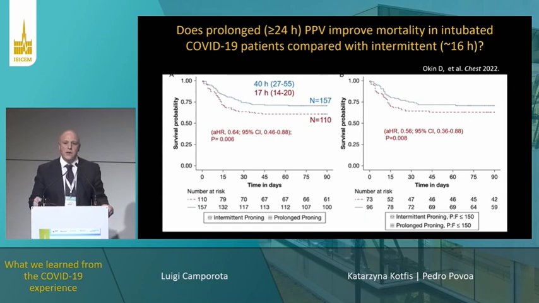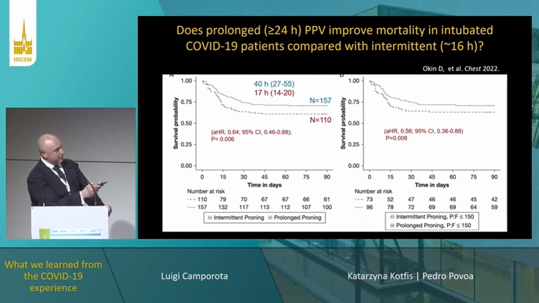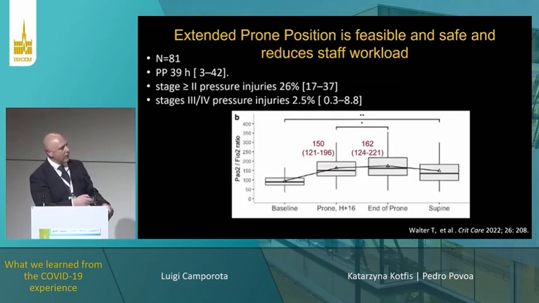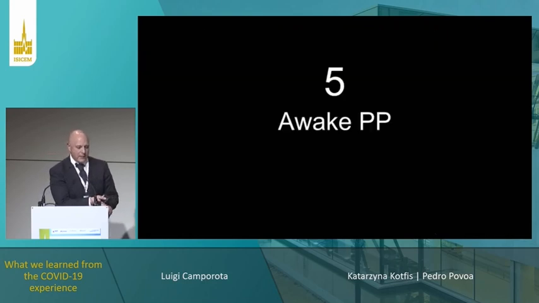And yet there is a beneficial effect in terms of survival for patients who received more prolonged proning. This is as a whole, but much more of an effect in patients with PF ratio less than 150, or 20 kilopascal, depending on how you prefer. The important thing is that there was a significant reduction in workload, as we might expect, but there were also very minor injuries, so it was well tolerated and quite safe. And you can see here that the gas exchange continued to improve beyond the first 16 hours.